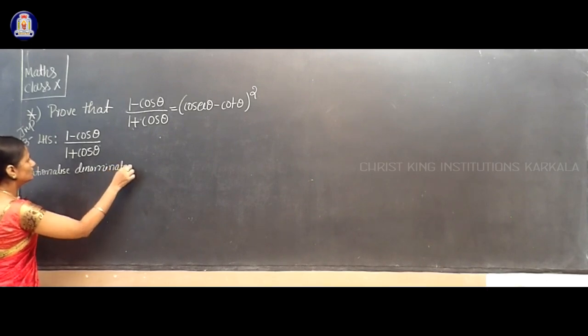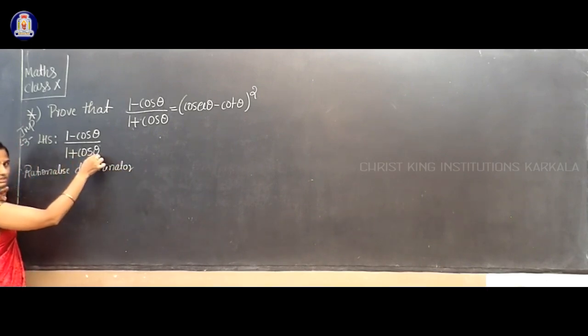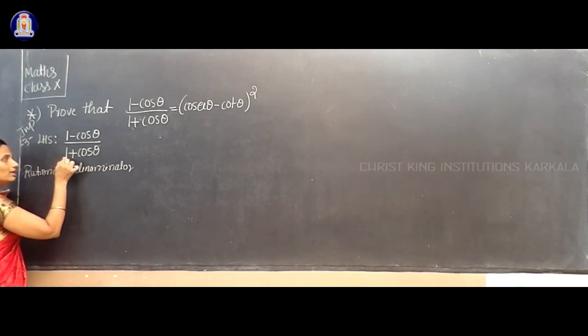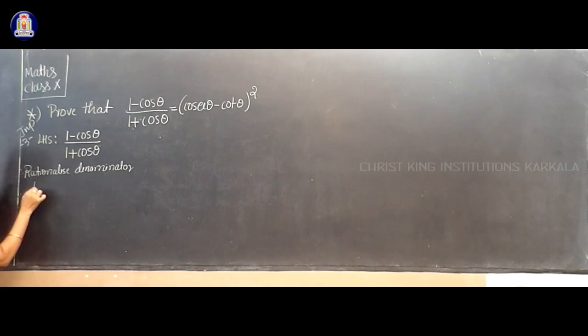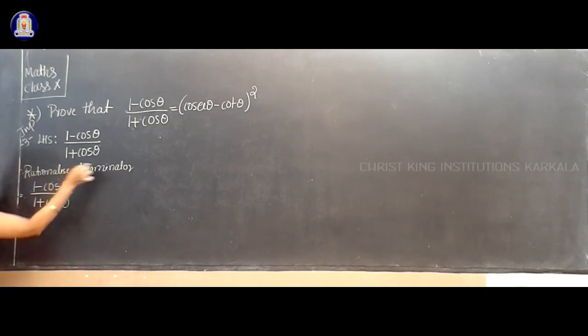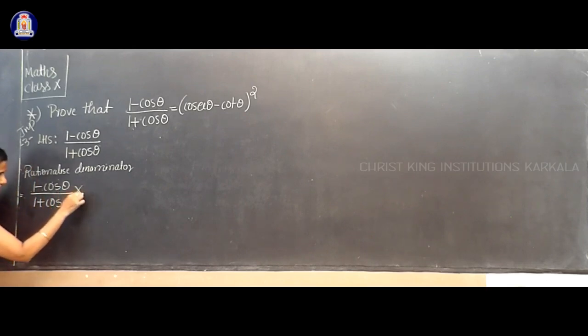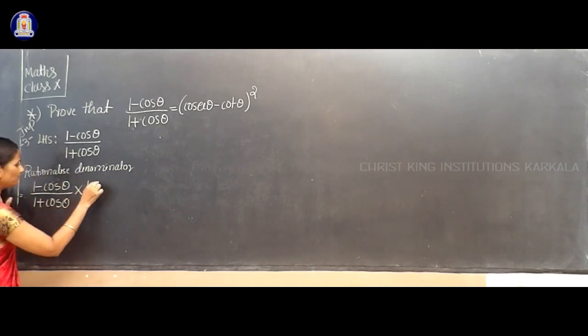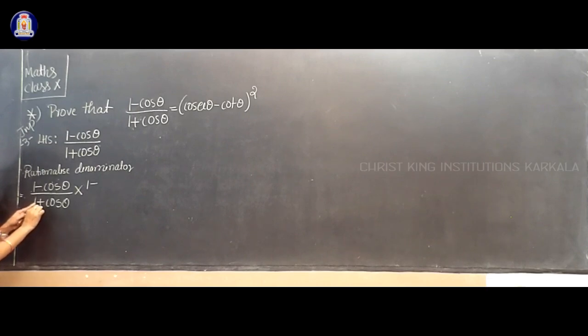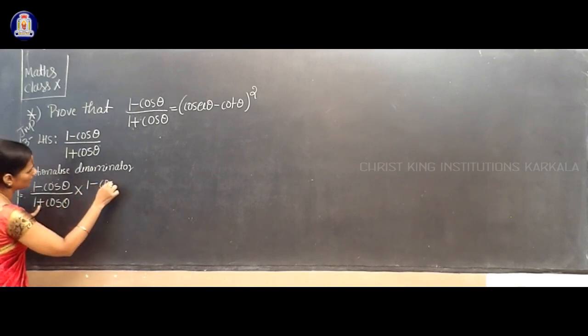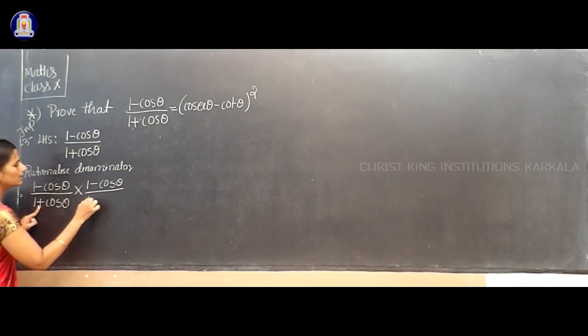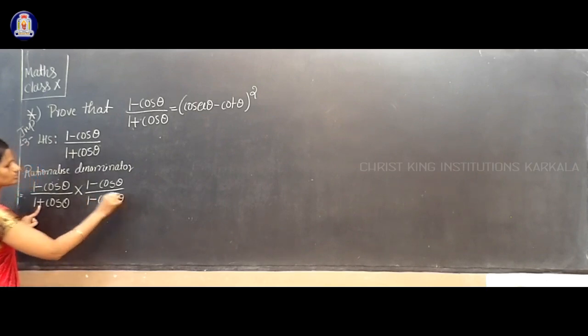Already you know, the denominator is 1 plus cos theta. Rationalizing the denominator means multiply and divide by 1 minus cos theta. So now (1 minus cos theta) divided by (1 plus cos theta). Rationalizing the denominator, the plus changes to minus cos theta. Multiply and divide by 1 minus cos theta.